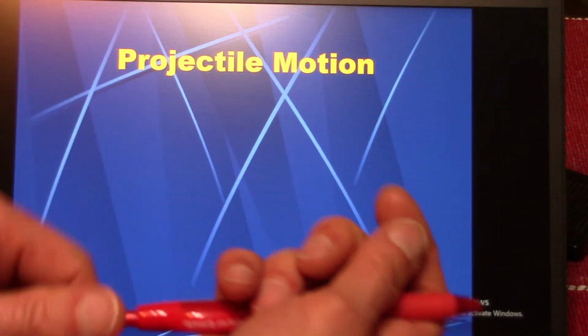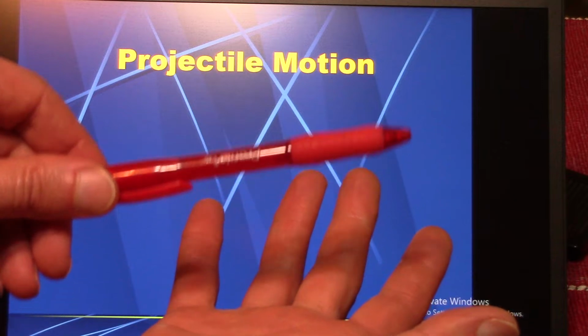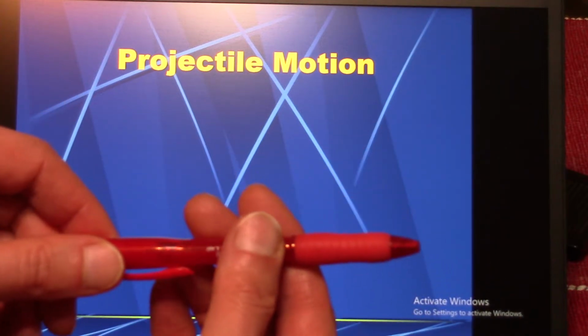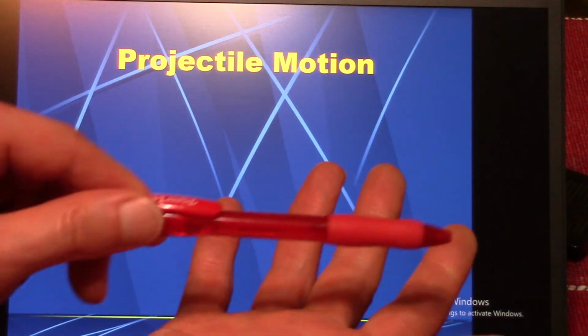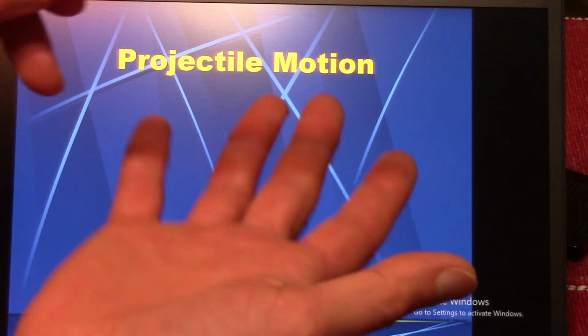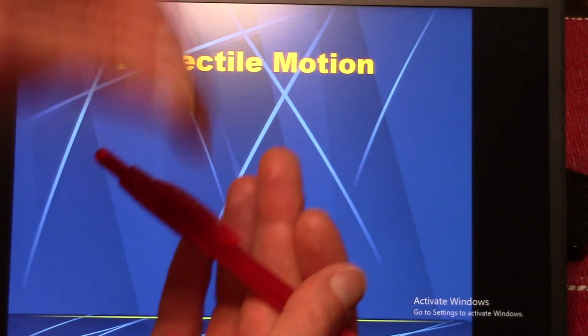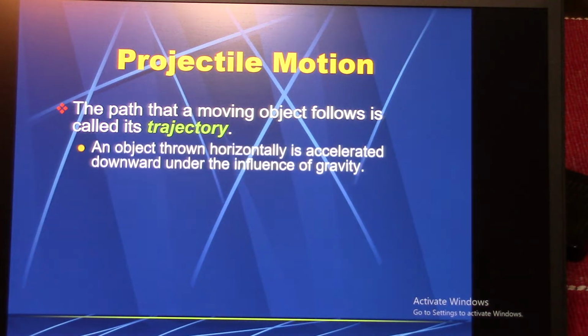So there's a velocity in this component, but gravity has accelerated that pen downward. So there's actually two components. There's a horizontal component, the X, if we were to graph it, and there's the vertical component of acceleration downwards, okay? And it's a trajectory, right?